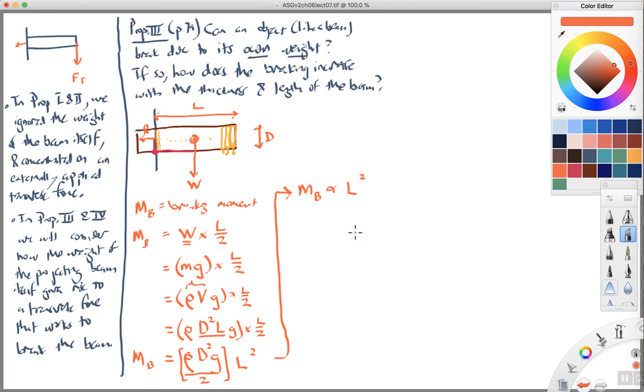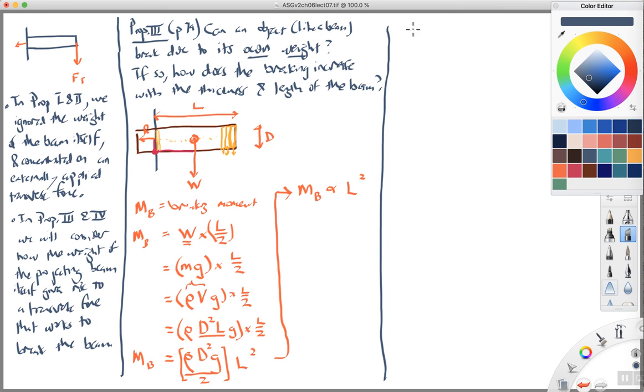Okay? And you might think about this intuitively, what's happening. As you lengthen the beam, the lever arm is increasing linearly, and the weight is increasing linearly. And so there's two ways that the breaking moment depends on the length. One shows up as a lever arm, and one shows up as an increasing weight, and that's why the breaking moment goes as the length squared. And this is the point that Galileo is making in proposition 3. If you're interested in the tendency of a beam to break under its own weight, then as you increase the length, the breaking moment increases as the length squared.